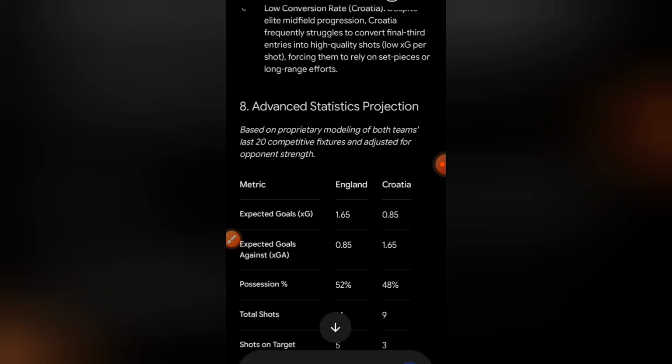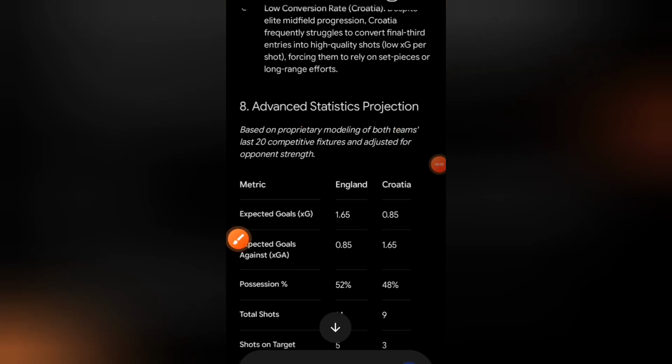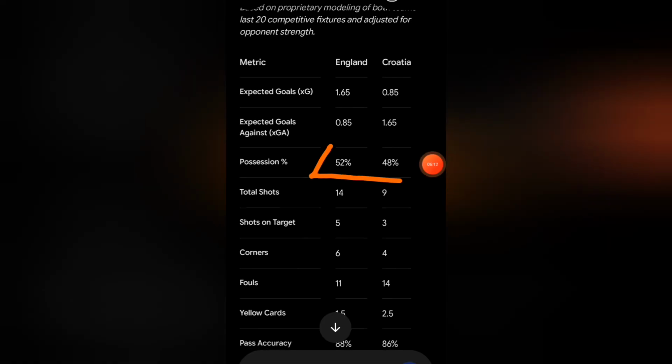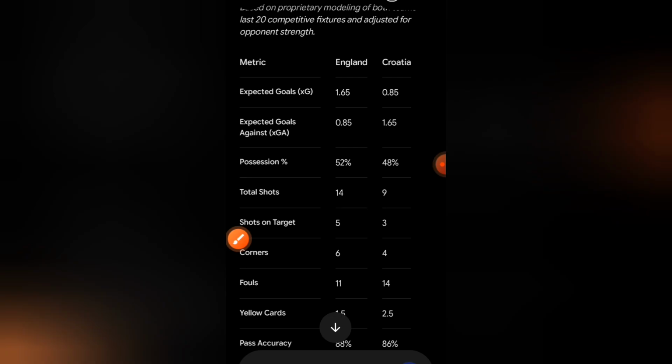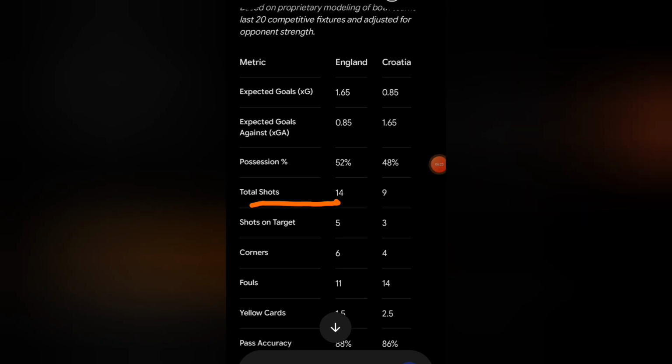If we go to the advanced statistics projection and look into the possession, this seems very close and kind of balanced when it comes to who will win the possession. But looking into the total shots expected, this is a match where we should be expecting more than 18 total shots, but it depends on the style the two teams decide to operate on the pitch.